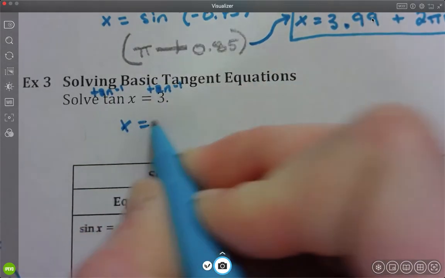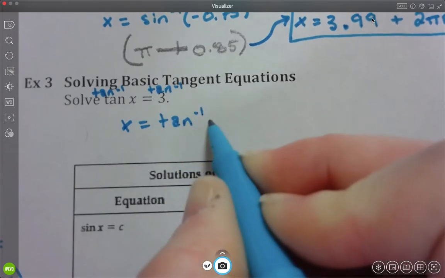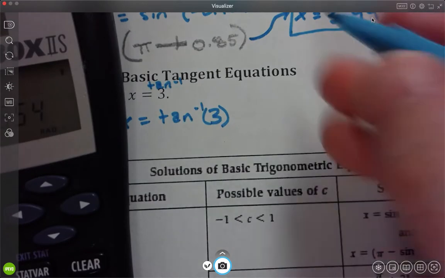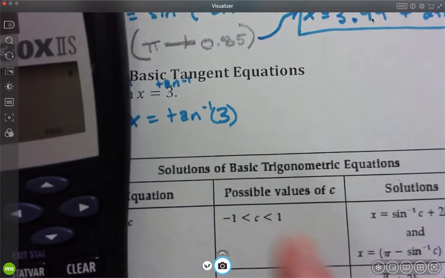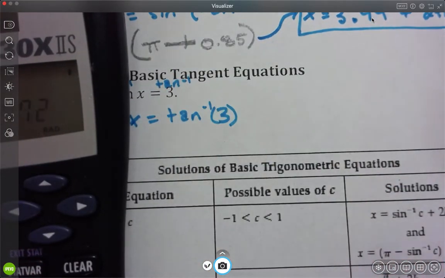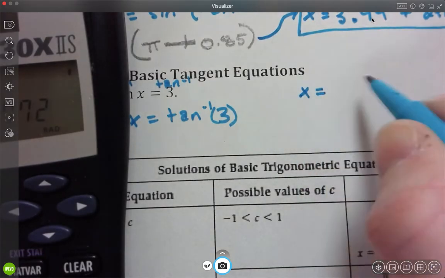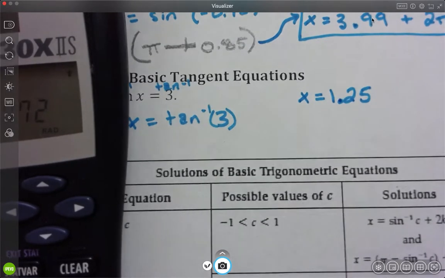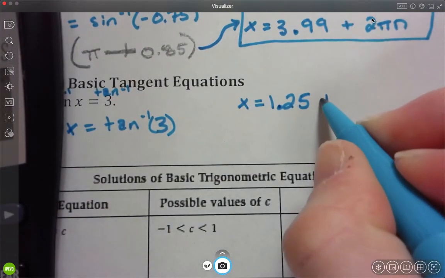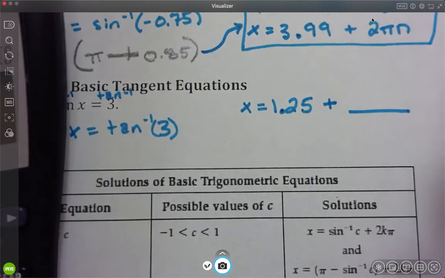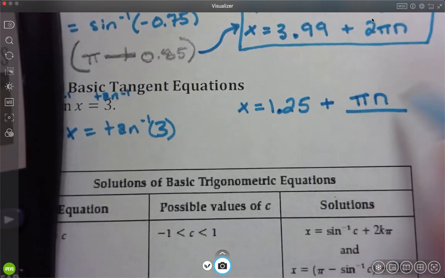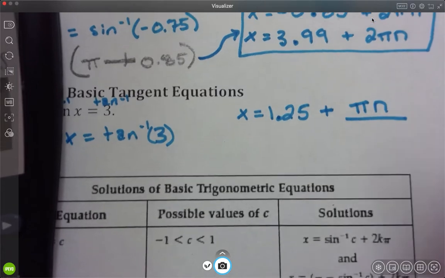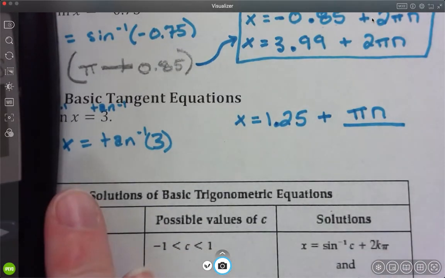And x will be the inverse tangent of 3, okay? So to find my first value, the inverse tangent of 3, the first solution I get is 1.25. Now, I'm going to put the period on the end of here, plus pi n. In this case, tangent's period is pi. So we change that to pi n instead of 2 pi n, like sine and cosine are.